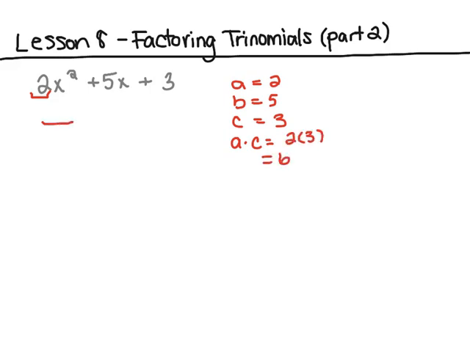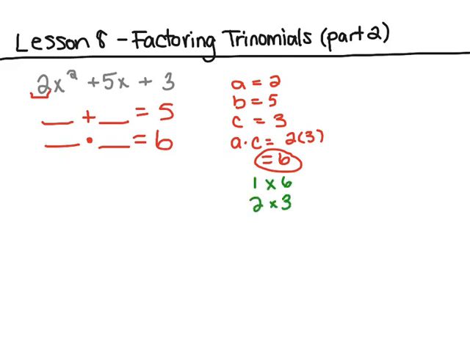So we want two numbers that add up to B, which is 5, and multiply together to get AC, which is 6. So 1 times 6 and 2 times 3, our numbers are 2 and 3.